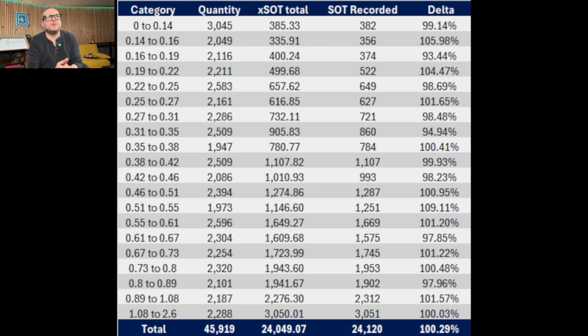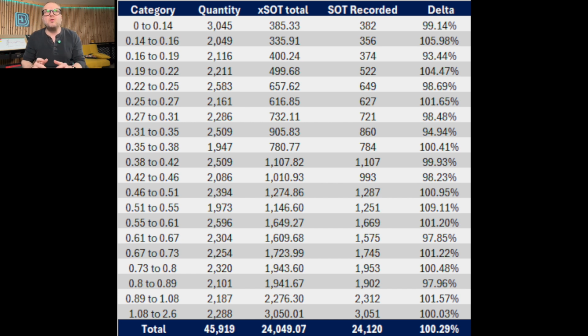With the top 20th percentile, that's players with shots on target expectancy of 1.08 to 2.6, we predicted 3,050.01 shots on target, and there were 3,051. So super accurate for those top 20th percentile band, at 100.03%. Going back through the 19th, 18th, 17th, 16th percentile, everybody with a shots on target expectancy over 0.67 is at worst 1.57% different to the results that were recorded, and that's really, really good.